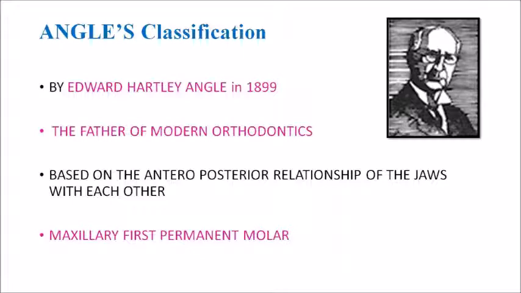The first person to classify malocclusion was Angle. This classification was proposed in 1899. He was the father of modern orthodontics. His classification was based on the anteroposterior relationship of the jaws with each other, and the maxillary first permanent molar was considered the key to Angle's classification of malocclusion.